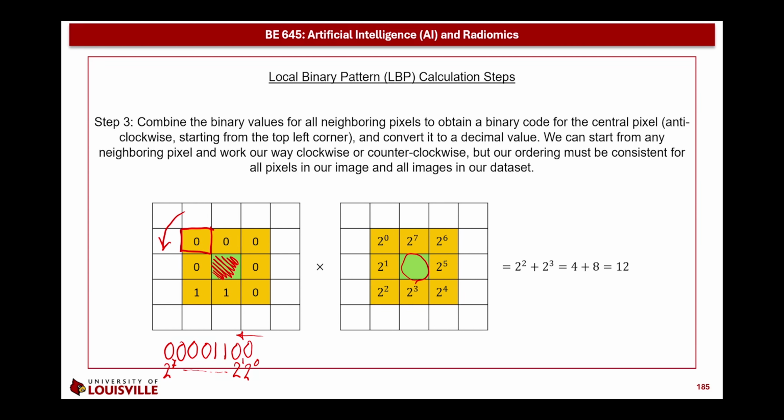Or simply, you can build another matrix like here, and based on the direction and the starting pixel, you start to put the 2 raised to the power of the index. So you start with 2 to the 0 and rotate anti-clockwise or counterclockwise until you reach 2 raised to the power of 7. Then you multiply pixel-wise, 0 multiplied by 2 raised to the power of 0, 0 multiplied by 2, 1 multiplied by 4, 1 multiplied by 8, and so on. You sum all of those numbers and the result will be 12. So the original 40 will be replaced by 12.